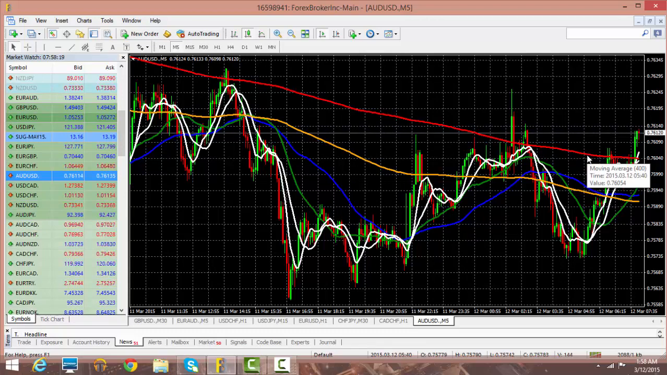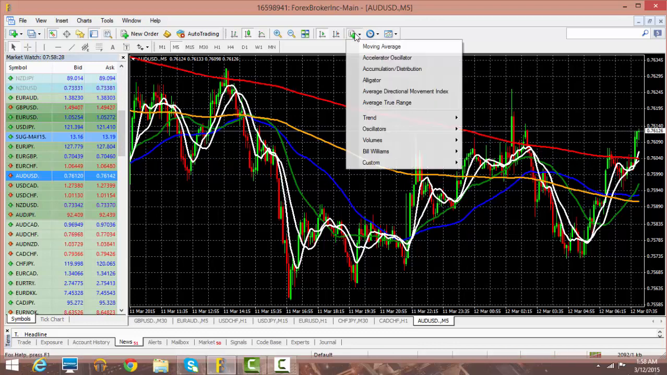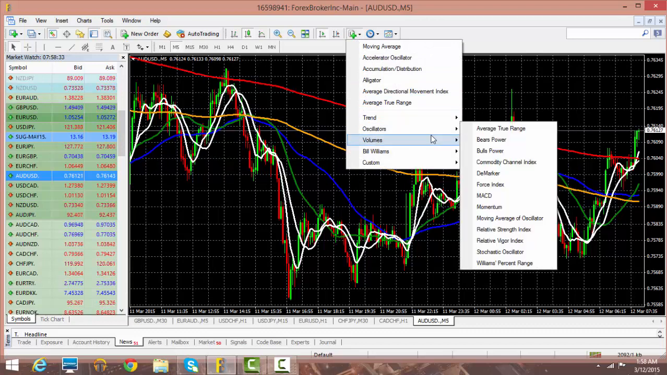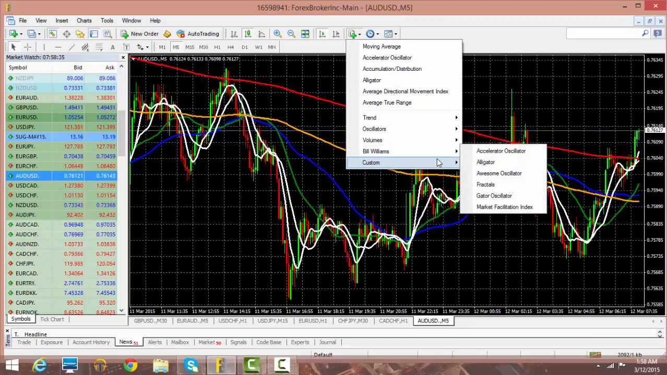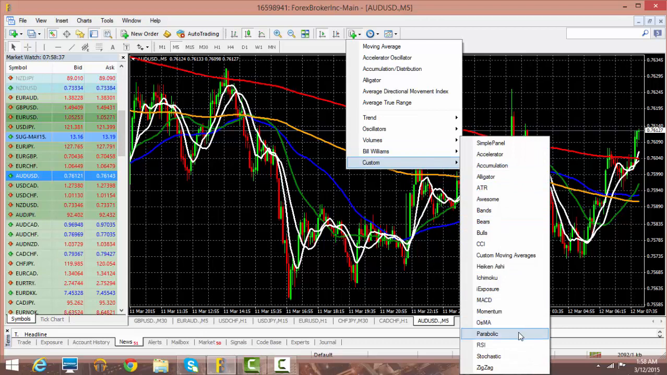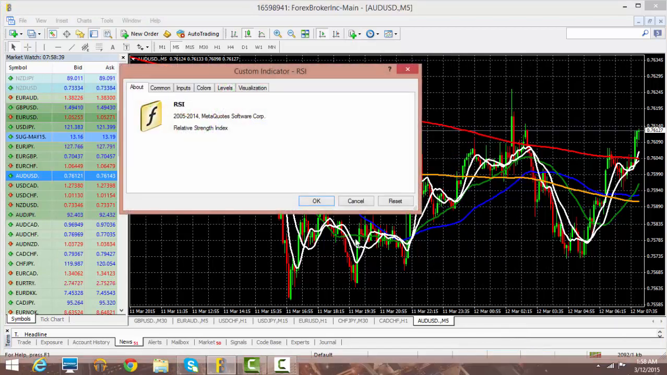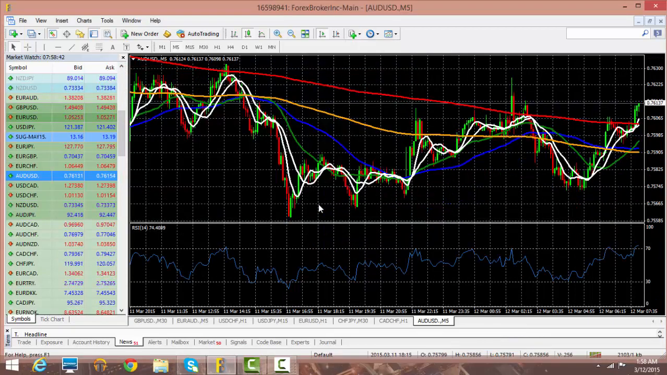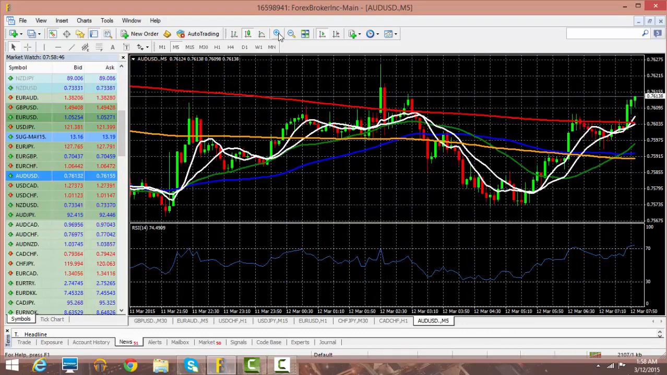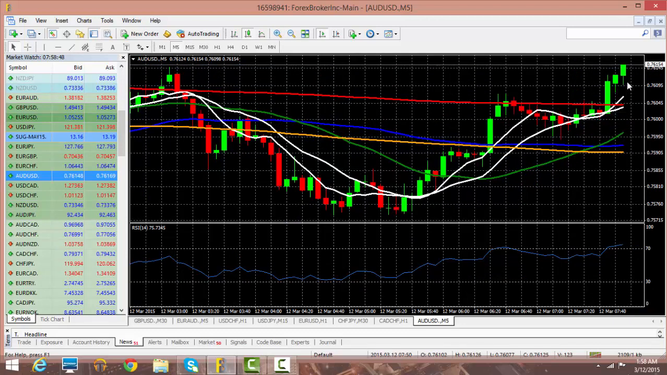Number two, I'm looking for the proper entry point. I'm looking for, okay, when do I want to get in? And what I like to do for that, ladies and gentlemen, is I like to pull up what I like to call, we talked about it before, the RSI, the Relative Strength Index. So we pull this up right here, okay? And as you can see, we can zoom in a little bit. We can see the market is still moving up, continuing to move up.